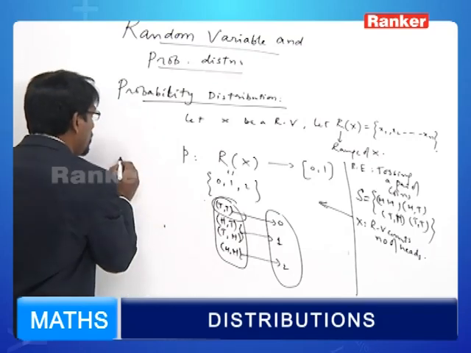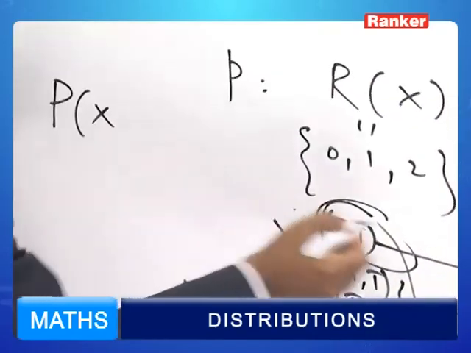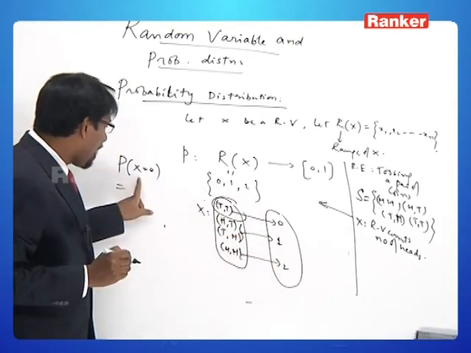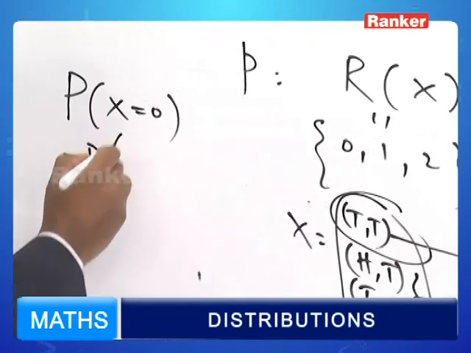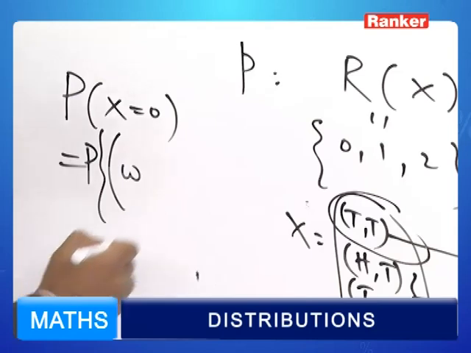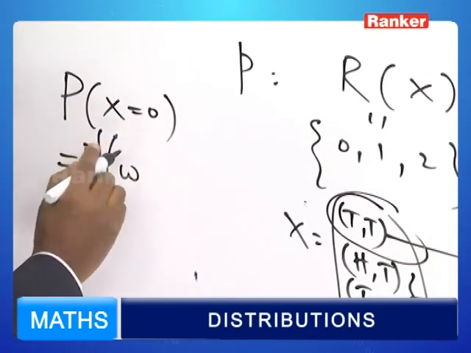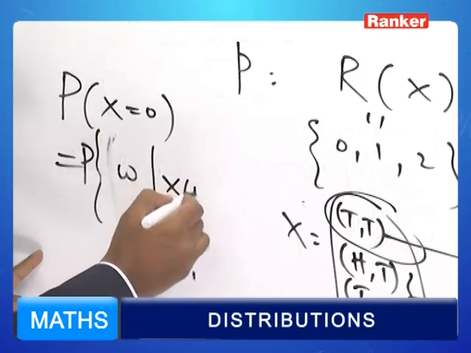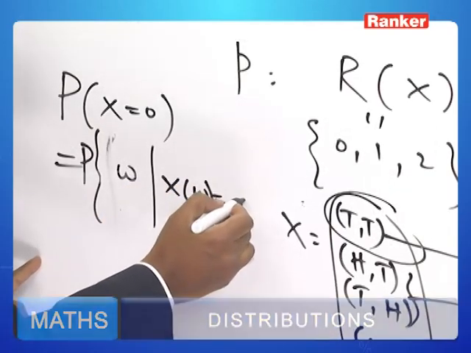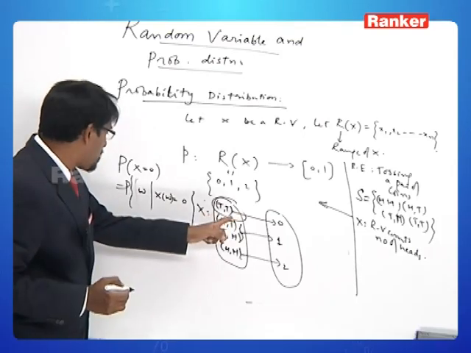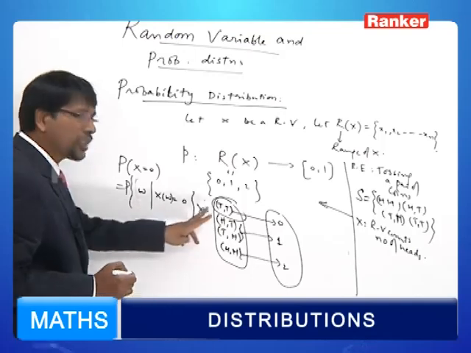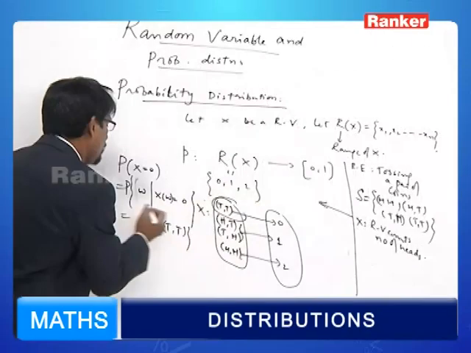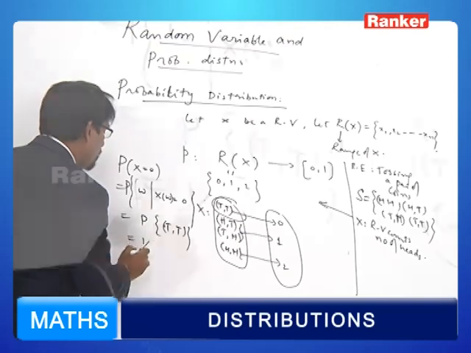Okay, so when I say the probability that x takes the value 0, it will mean what are all the sample points which are mapped by x to 0. That is, it is going to be the probability of the event corresponding to x of omega equal to 0. What is an event? An event is a subset of the sample space. So t, t is the only sample point, and the probability of t, t is of course 1 out of 4.